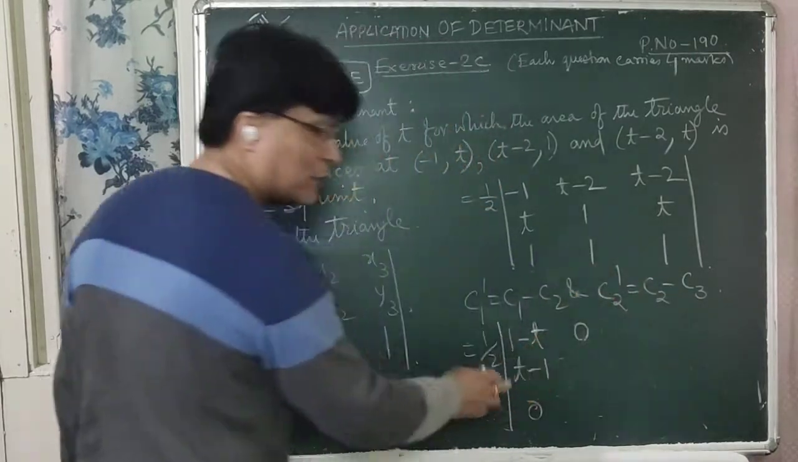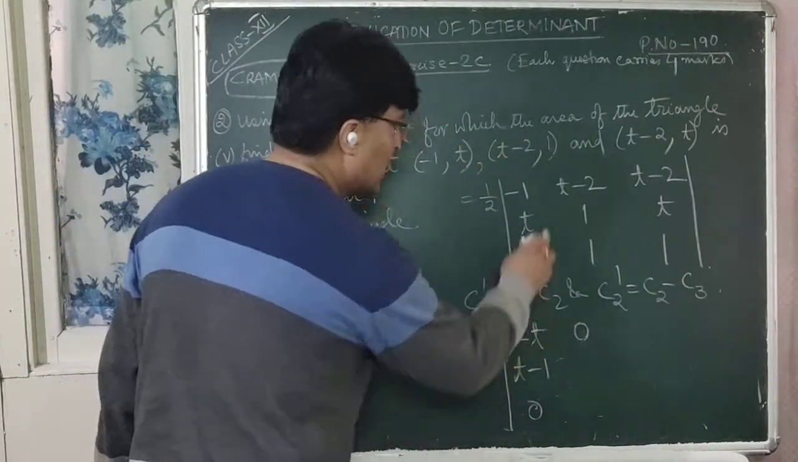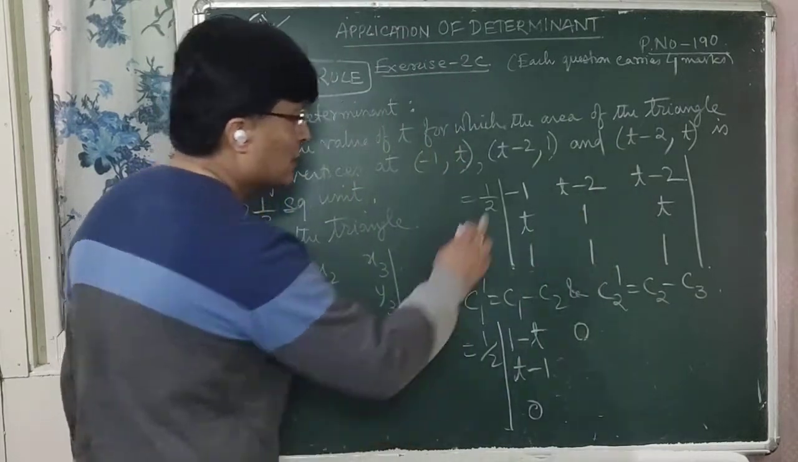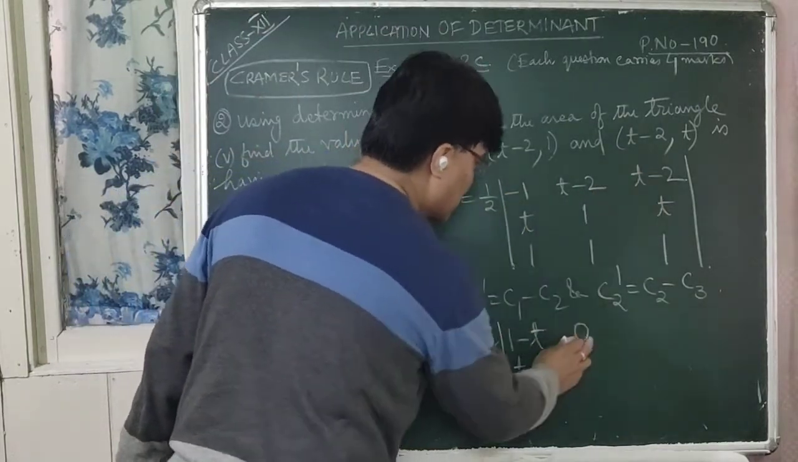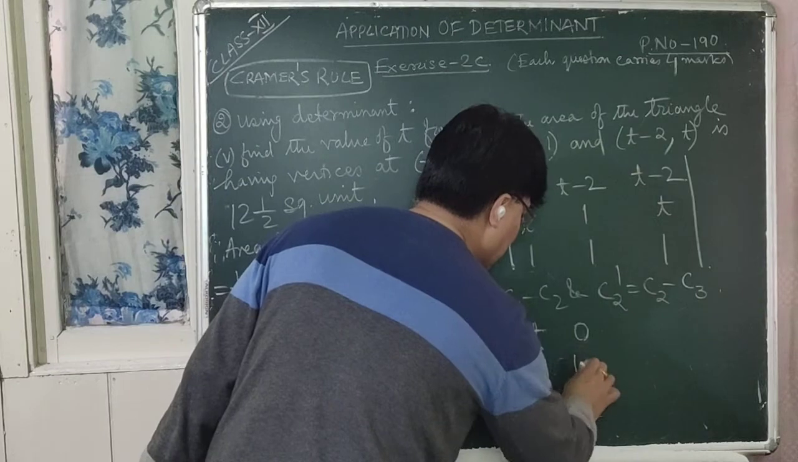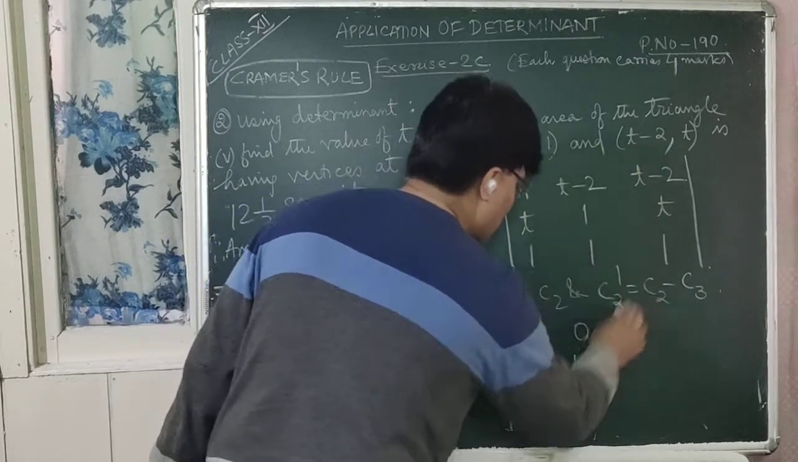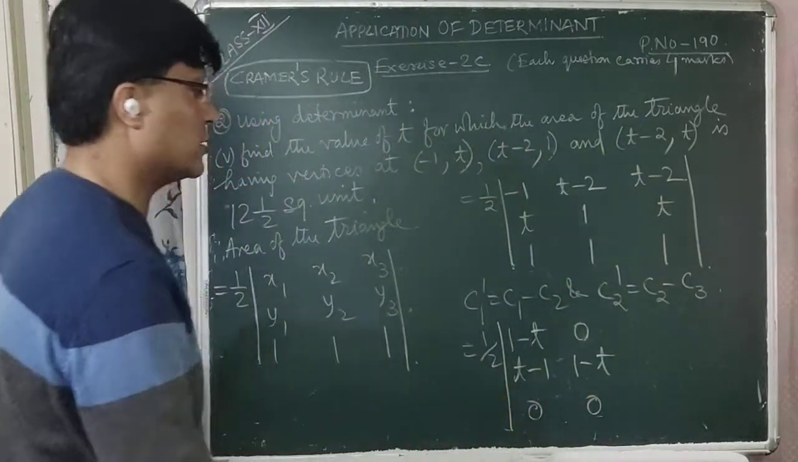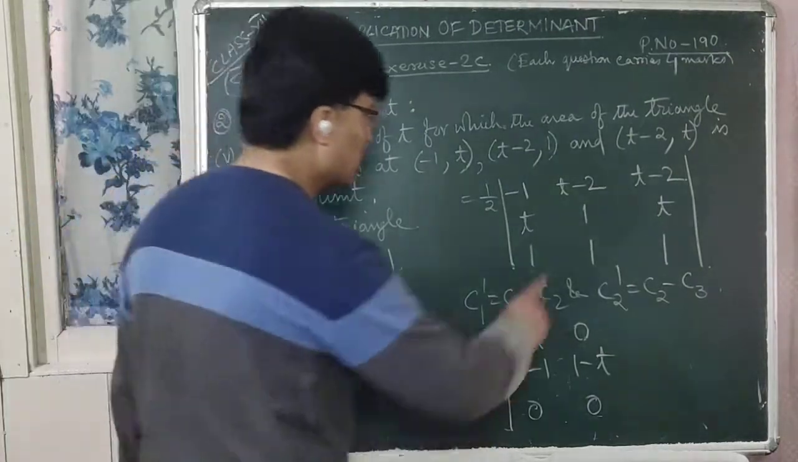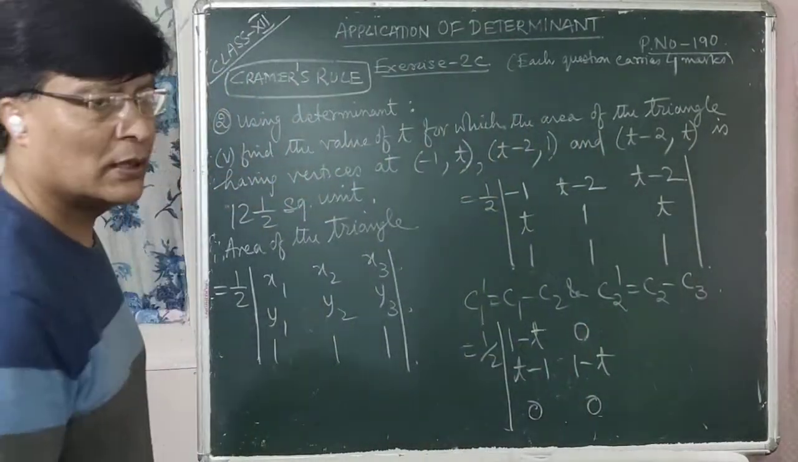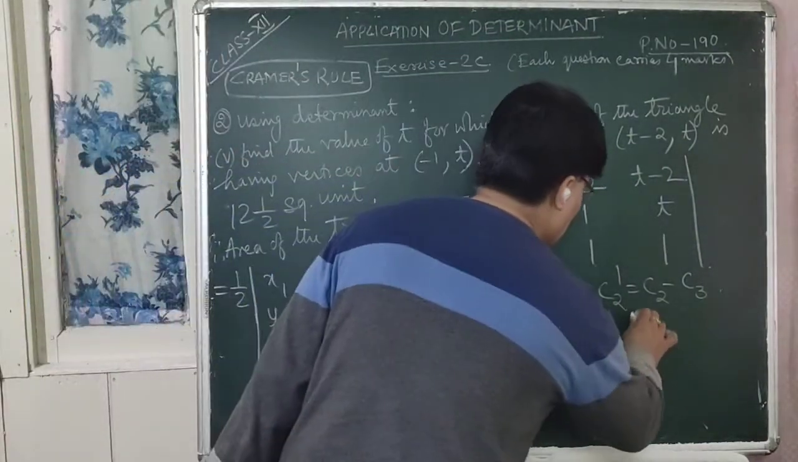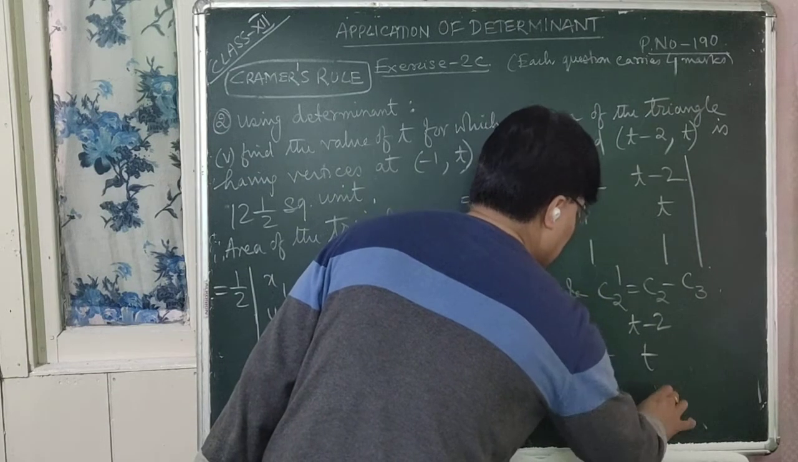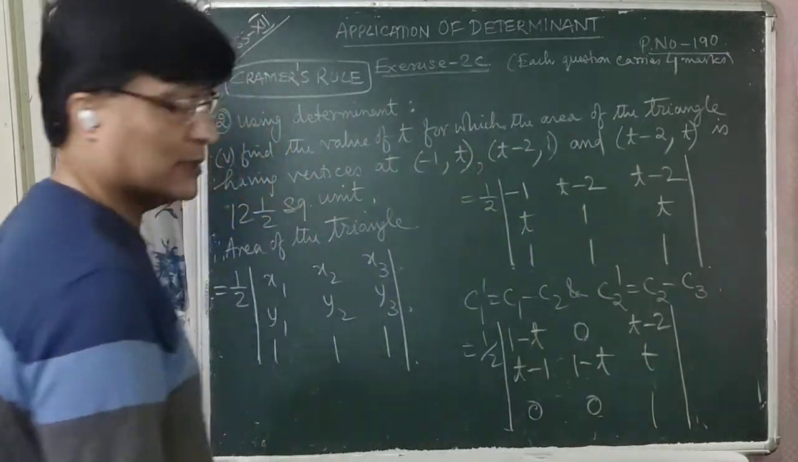c2 minus c3 now. c2 dash, then that is column 2 is changing. How does it change? c2 minus c3. Right? So t minus 2 minus, within bracket t minus 2 is 0. This is 1 minus t. 1 minus t, 1 minus 1 is always 0 in this case also. Right? And the last third column remains same. That is t minus 2, t, and this is 1. Is that clear?